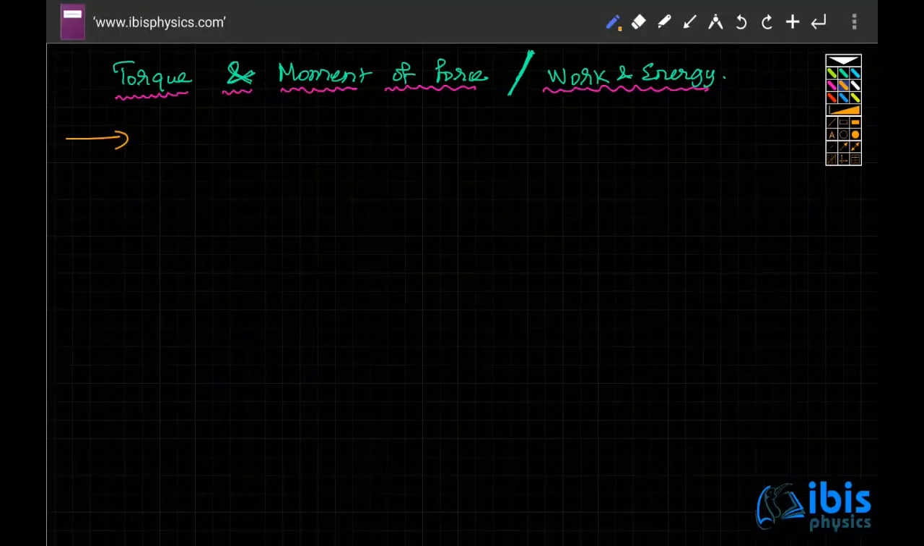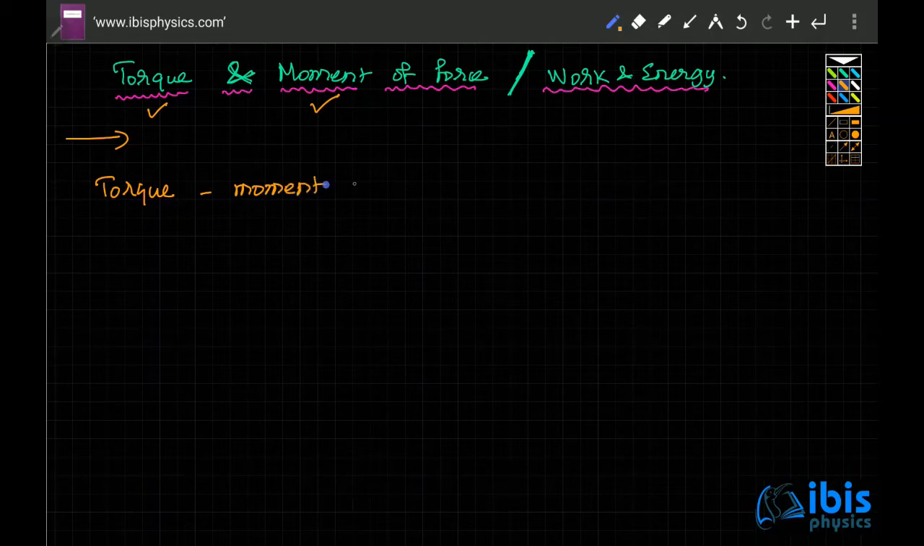In this video we'll be writing the dimensions of torque, moment of force, work and energy. Before going into that, I would like to just differentiate them. Though the words torque and moment of force are used interchangeably, they are not one and the same. Torque is also called moment of a couple.